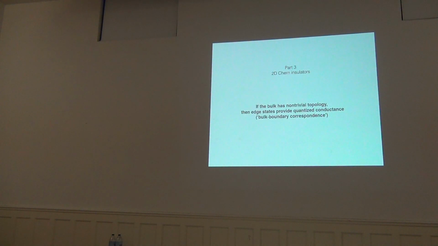So this is message number 3. If the bulk has non-trivial topology, then edge states provide quantized conductance. This is for two-dimensional Chern insulators. This is the bulk-boundary correspondence for two-dimensional Chern insulators. So here the robust quantity which is predicted by theory and observed in experiments is actually an experimental feature.